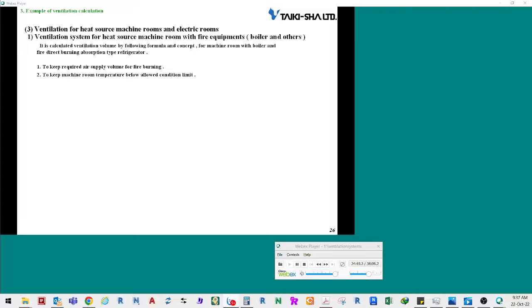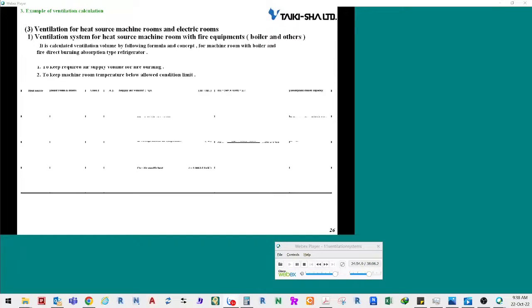3. Ventilation for heat source machine rooms and electric rooms. Ventilation of the heat source machine room, including boiler rooms where burning appliances are installed. Determine the ventilation air quality of the machine room where burning appliances, including a boiler and a cold and hot water direct firing absorption generator, should be installed by considering the following points.